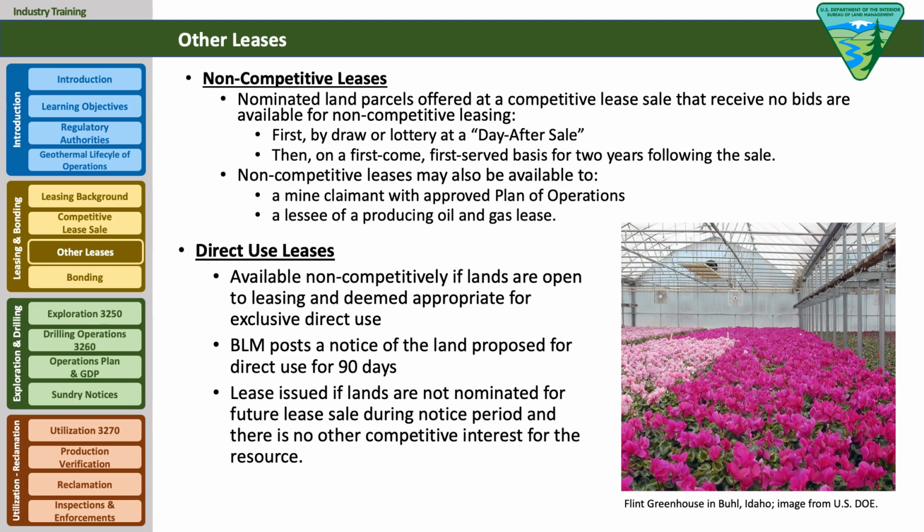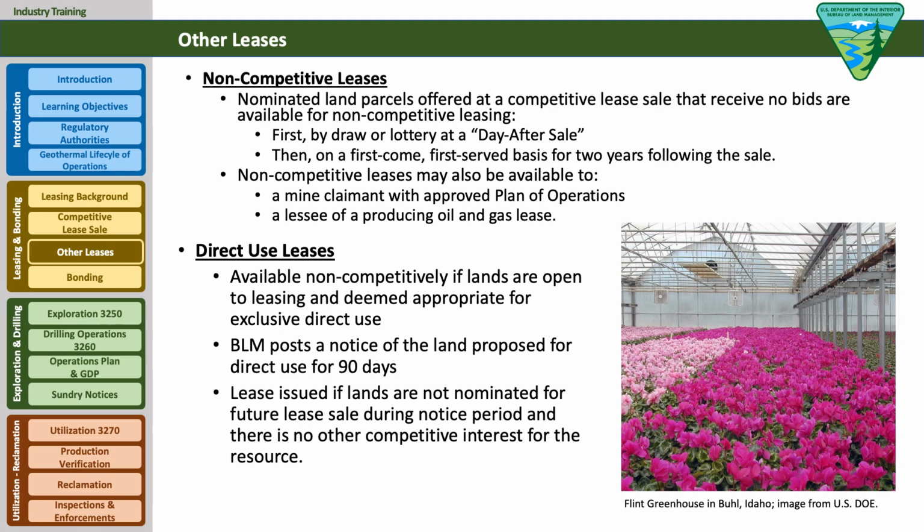Because the parcels have already gone through BLM review as part of the lease sale, an interested party is only required to submit the required form, processing fee, and advanced rental of $1 per acre to the BLM in order to obtain the lease. Direct use leases for heat applications are also available on a non-competitive basis if the lands in question have been determined to be open for leasing and deemed appropriate for exclusive direct use. That is, the resource at that location is better suited for heat applications other than geothermal power production.